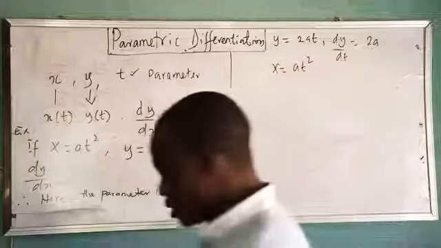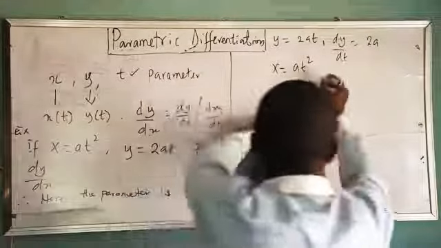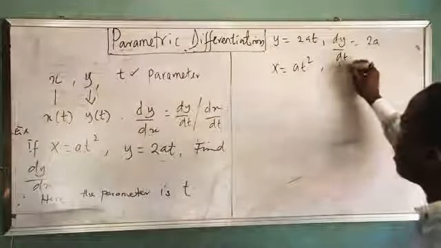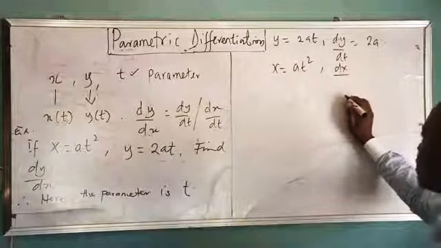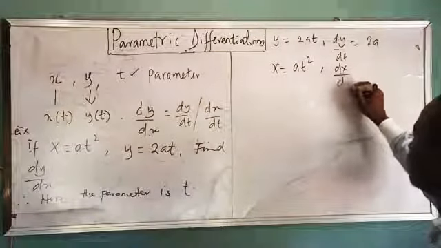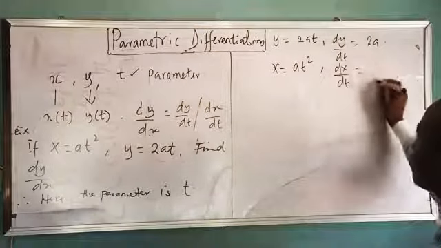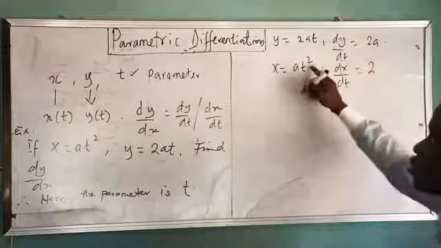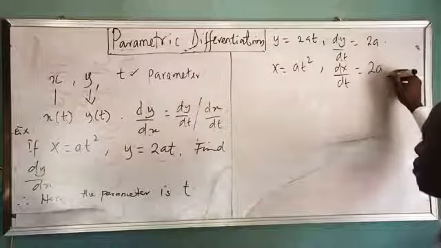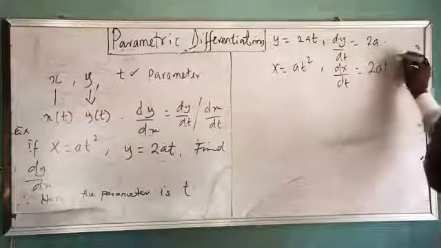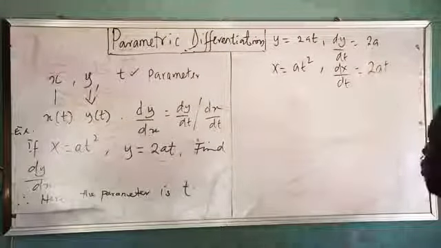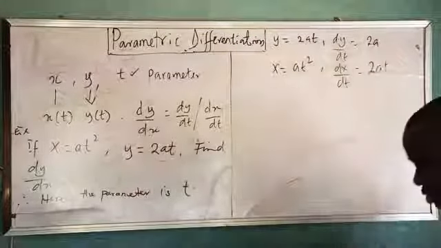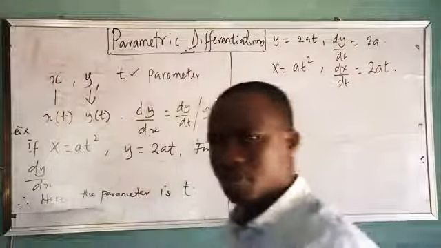Now, what is the differential coefficient of x here? We have dx divided by dt. So what do we have? This 2 will come down, multiplied by a t to the power 2 minus 1, so we have t. Therefore, we have this and we have that. I hope you get what I'm saying now.